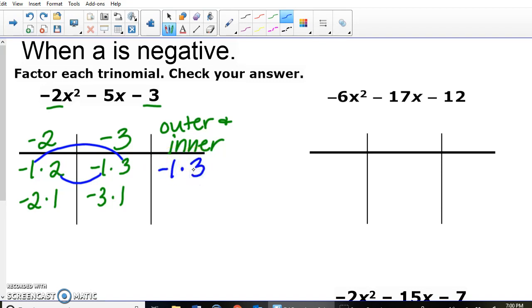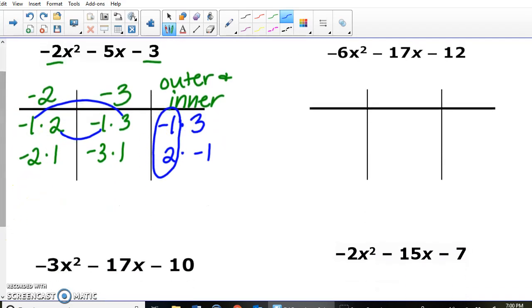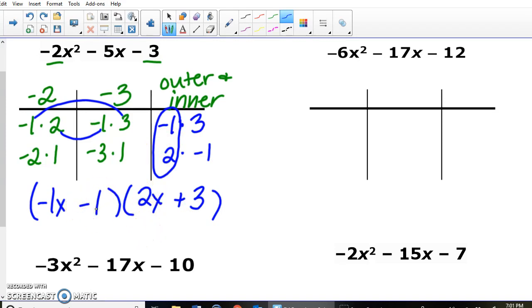So I took negative 1 times 3, and I took 2 times negative 1, remembering that I want to keep my factors of negative 2 first. So these guys need to go first in each binomial. So if I write that out, I'm going to have negative 1x here and 2x here. My outside terms are negative 1 and 3, so here's my negative 1. Here's where my 3 needs to go. And then my inside terms would be 2x and negative 1. So there should be my final answer then.